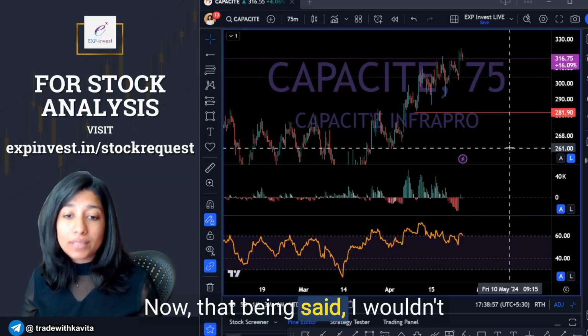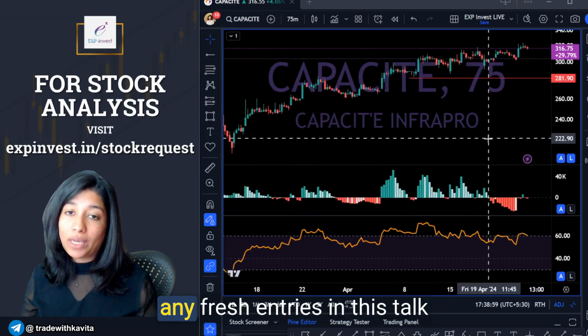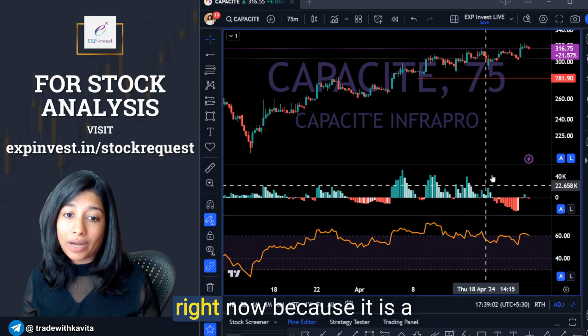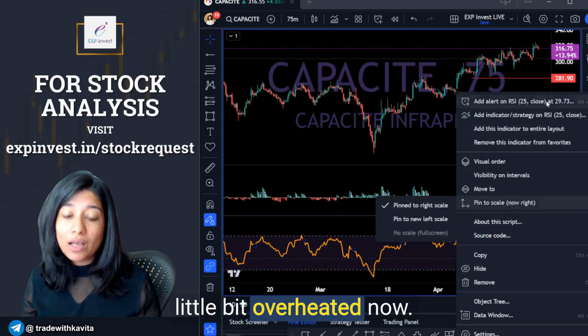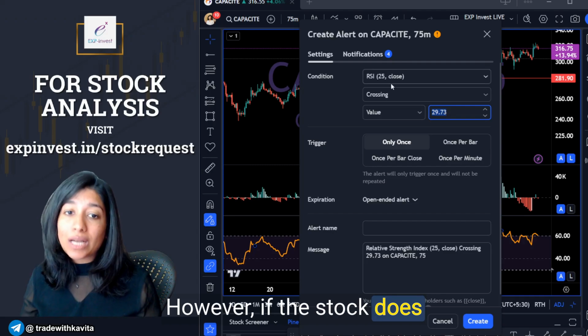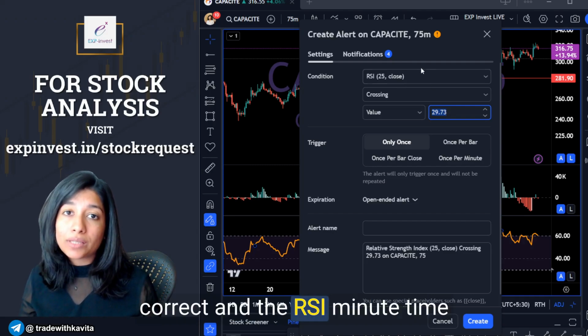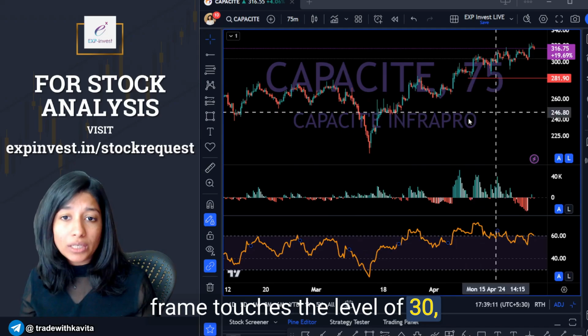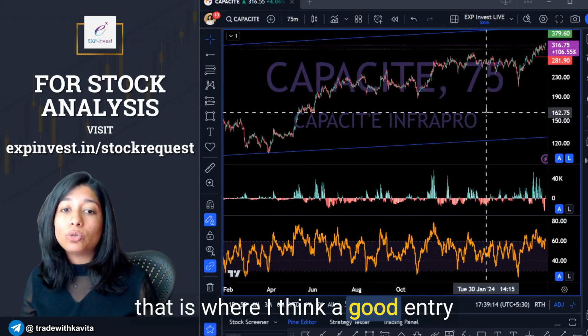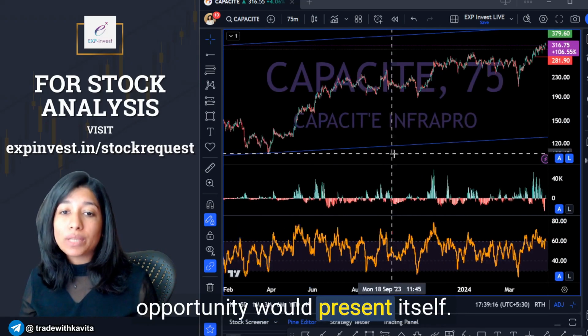Now that being said, I wouldn't recommend anyone to make any fresh entries in this stock right now because it is a little bit overheated. However, if the stock does correct and the RSI of the 75-minute time frame touches the level of 30, that is where I think a good entry opportunity would present itself.